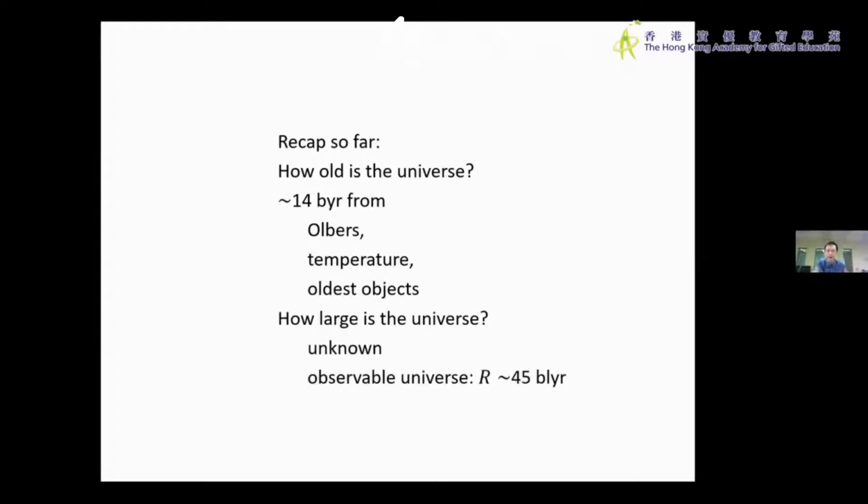We have been talking about the size of our observable universe. That size is known, about 45 billion light years, and that follows because the age of the universe is known. On the other hand, the absolute size of our universe is unknown. Beyond the observable part, how large is the rest of the universe? Or is it even finite or infinite in size?